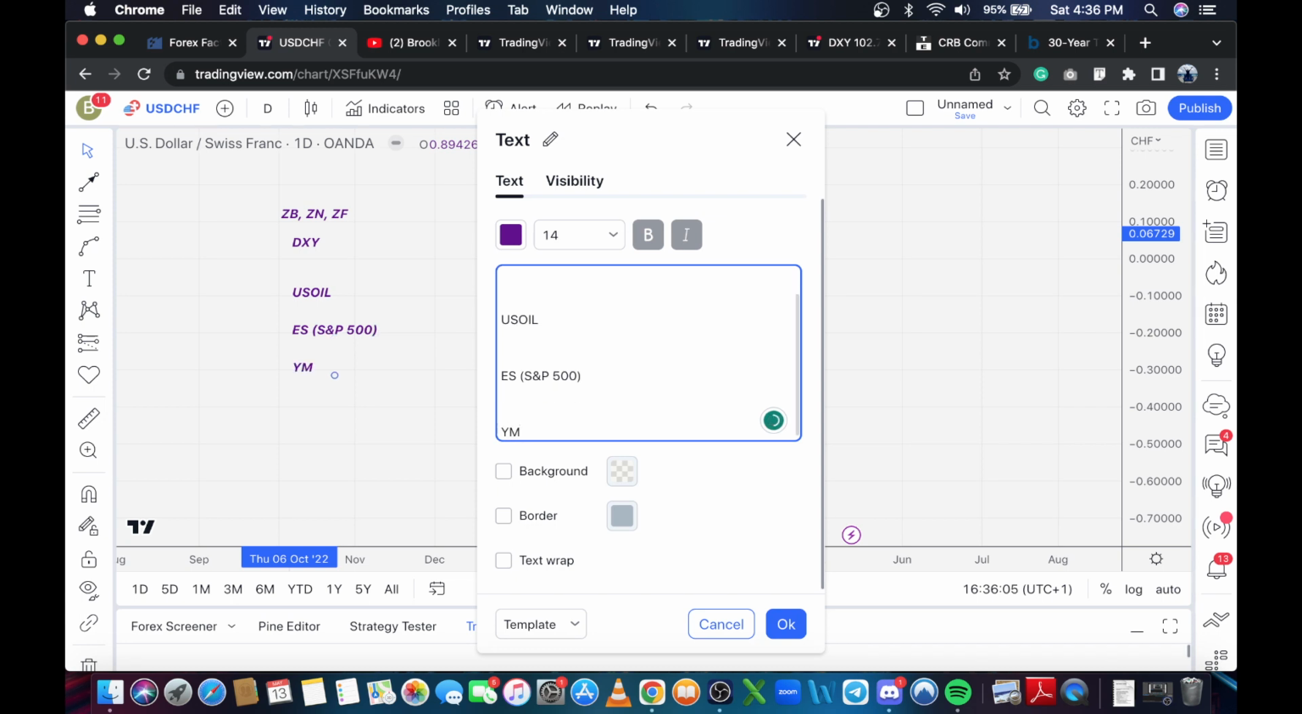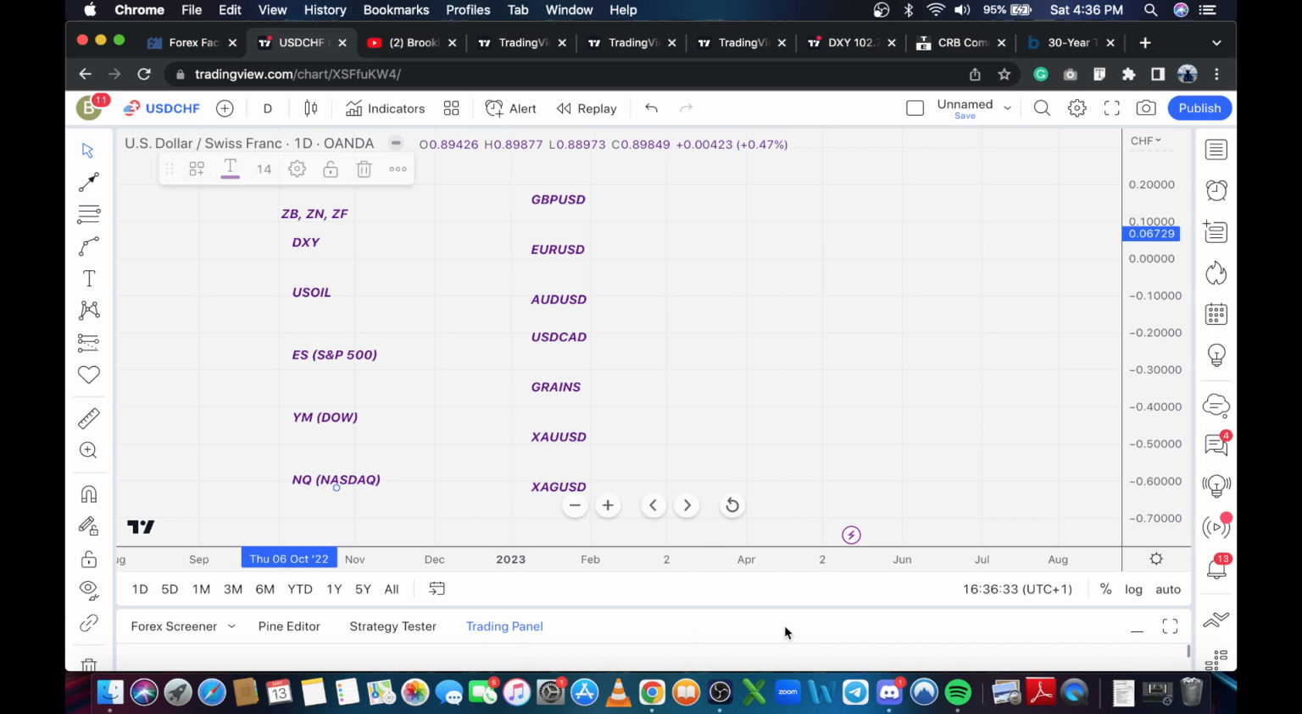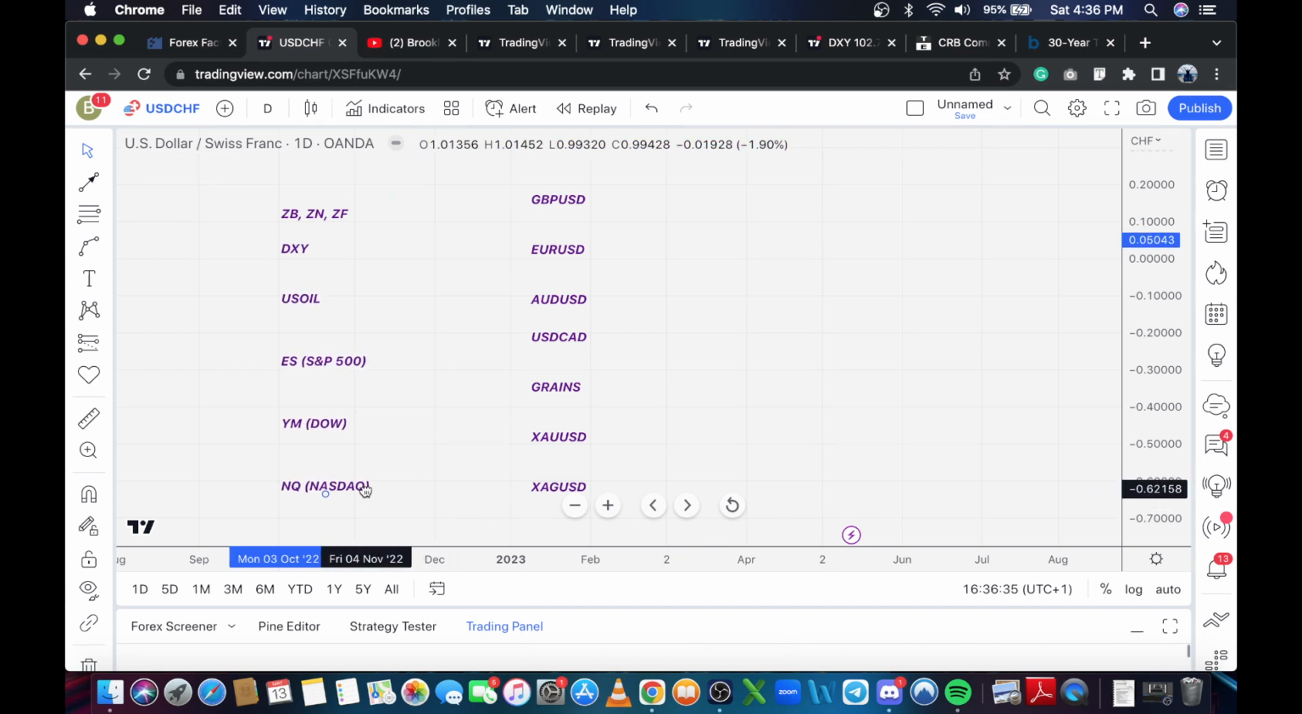YM is Dow, or US 30. Okay. YM is Dow or US 30. And these are all equities: ES, YM, NQ. They're all United States equities. This is NASDAQ. So we're doing the delineation among all the other pairs.